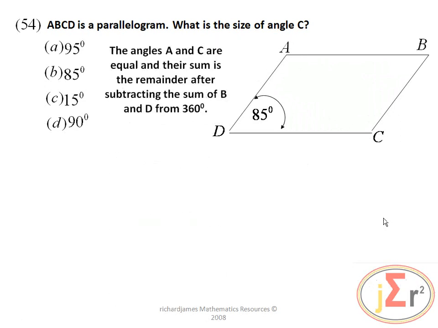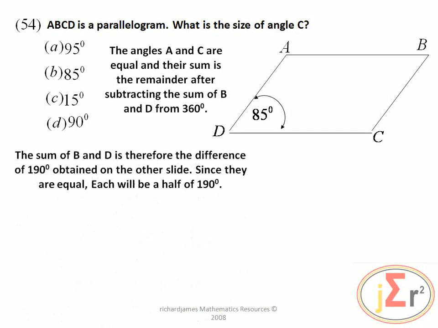So the angles A and C are equal, and their sum is the remainder after subtracting the sum of B and D from 360. The sum of B and D is therefore the difference of what? We obtained that from the last slide, 190 degrees. Since they are equal, each will be half of 190 degrees. What is that saying? In order to find the size of the angle C, we are going to take these two from 360 degrees.